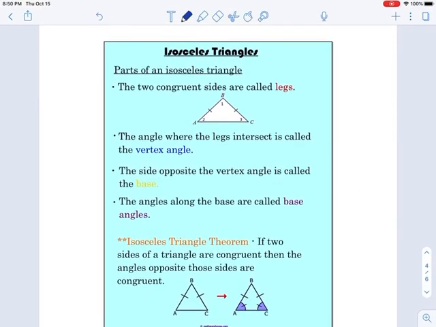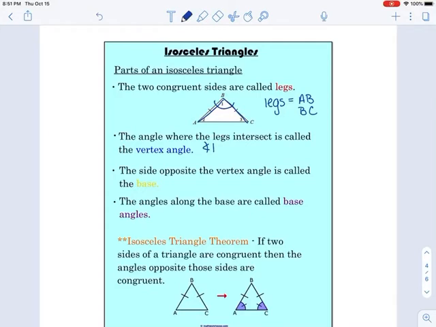Okay, so parts of isosceles triangles here. The two congruent sides in an isosceles triangle are called legs. So in the triangle that you're looking at here, your legs would be AB and BC. The angle where the legs intersect is called the vertex angle. So again, if I highlight those legs, the angle that's formed is angle 1.